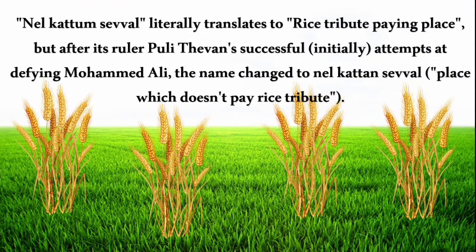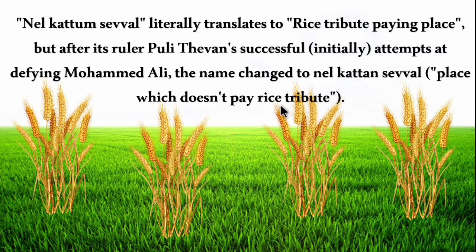Let's see the place called Nerkattum Seval. Why did it get that name? Nerkattum Seval literally translates to rice tribute paying place, that means they were paying the tax for rice. But after its ruler Pulidevan successfully defied Muhammad Ali, the name changed to Nerkattan Seval, that is, the place which doesn't pay rice tribute.